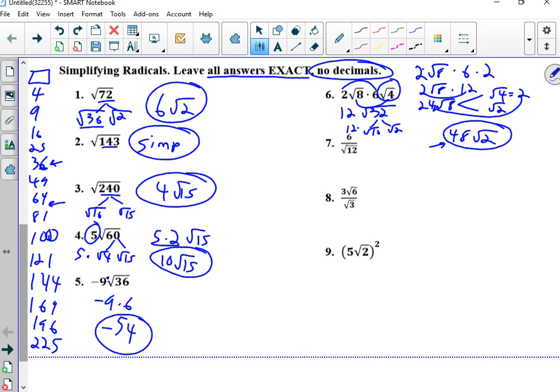So, a couple different ways to do it. That may look like more work, but you probably do most of that in your head. I'm just trying to show you how it works. But either way is fine.